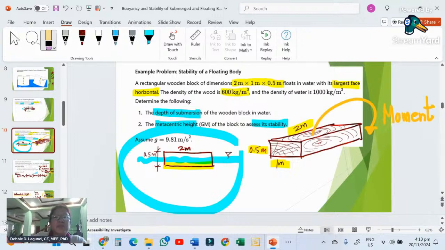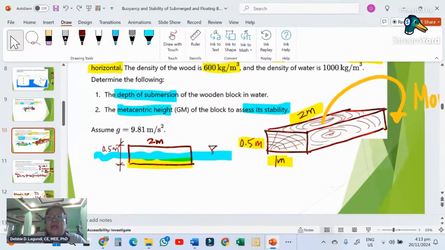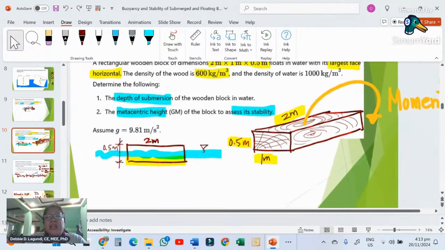Let me just remove unnecessary lines in here. Now, another thing that I want to explain here is when the body tilts, or when the body is subjected to rotation, it doesn't rotate on this face. It rotates on the side. We must know that because it has something to do with the moment of inertia.